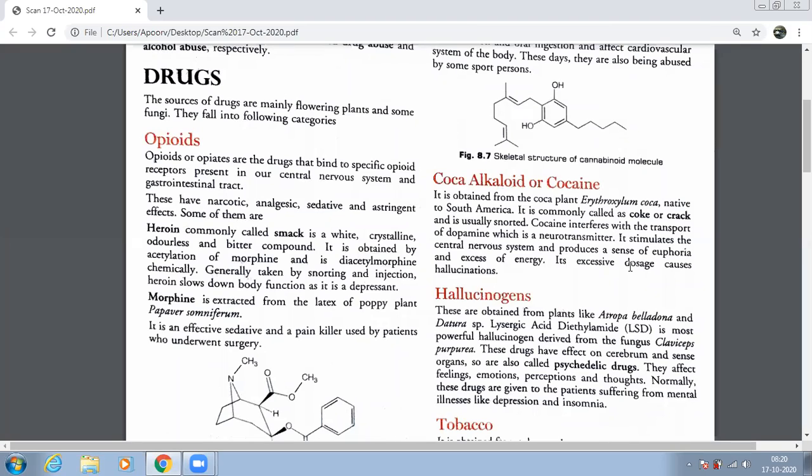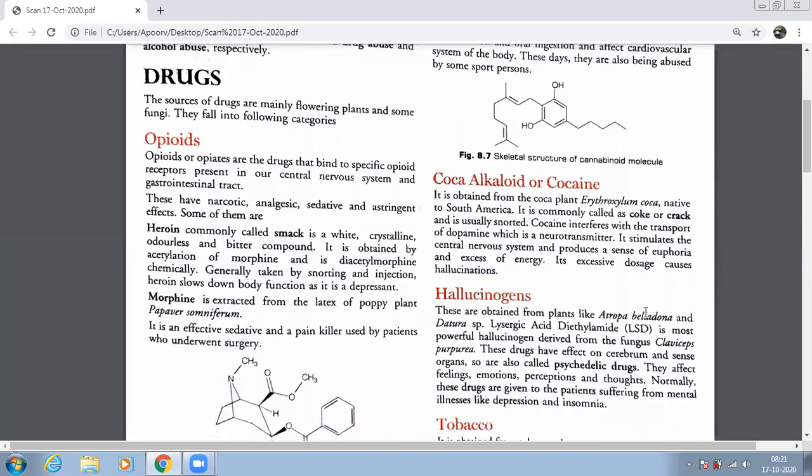Let's read about hallucinogens. I told you what is hallucination. Now read about hallucinogens. These are obtained from plants like Atropa belladonna. Please pronounce Atropa belladonna. Atropa belladonna. And Datura species. LSD. LSD full form is lysergic acid diethylamide. Please learn this, this is very important. Lysergic acid diethylamide. So hallucinogens are obtained from some plants like Datura species, and the other plant I told you was Atropa.